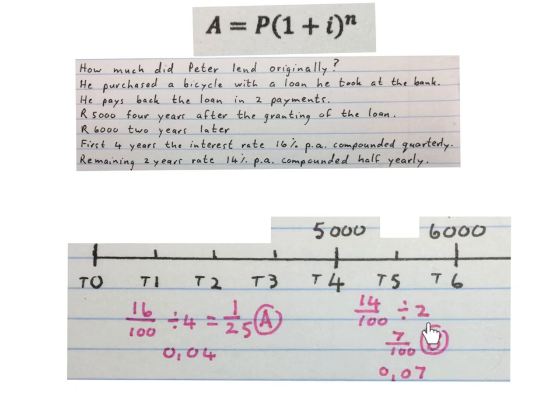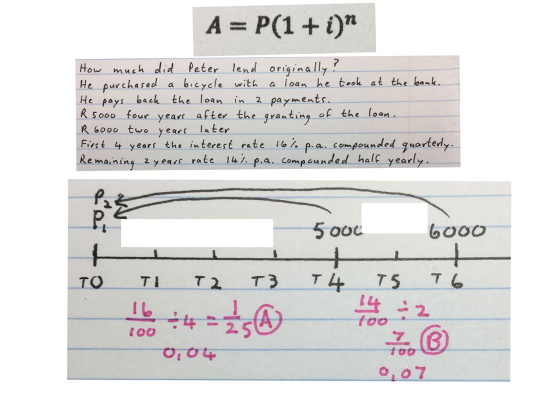Then the interest rate in this 2-year period, the remaining 2 years, the rate is 14% per annum, compounded half yearly. So that's 14 over 100 divided by 2. So it'll be 7 over 100 or 0.07 is the rate he's going to pay half yearly in these 2 years. And we store that in our B memory.